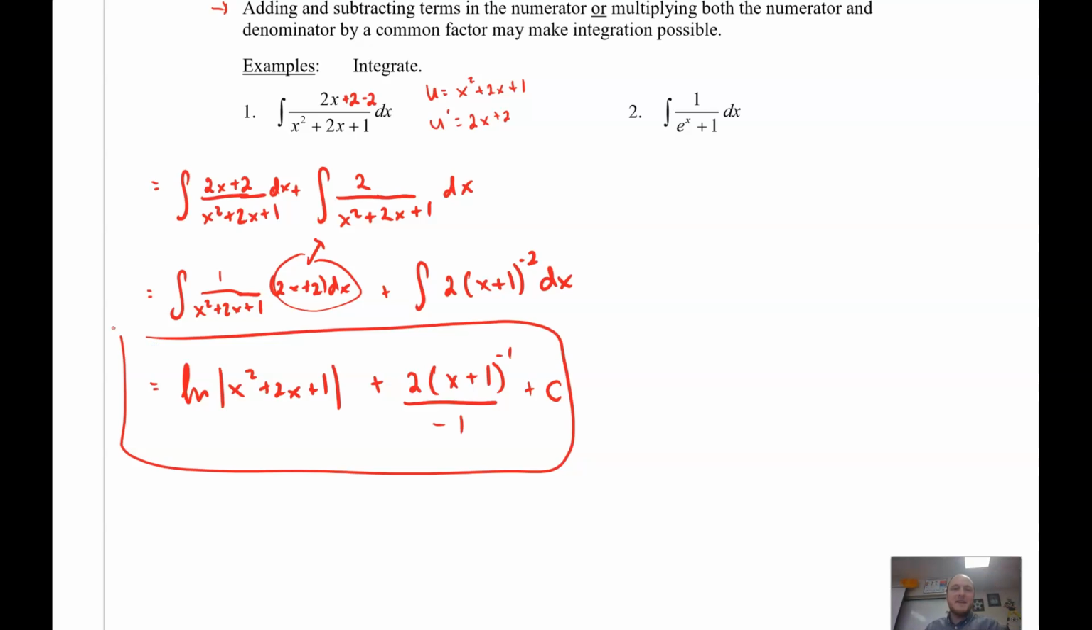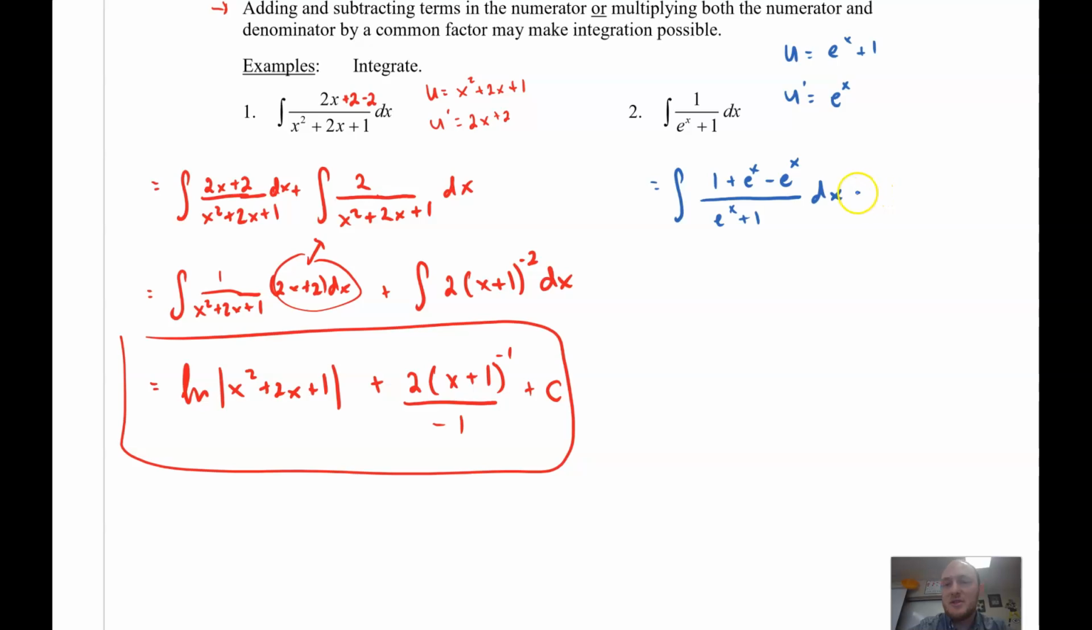So that is the adding and subtracting identity. Let's check it out again for number 2. Again, your u, a function in the denominator, is e to the x plus 1, and the u prime would be the derivative of this, which is just e to the x. I don't have an e to the x. So what if I use this newfound trick? I have 1 plus e to the x, and I can't just add whatever I want. I have to balance it, so I'll subtract e to the x over e to the x plus 1 dx.